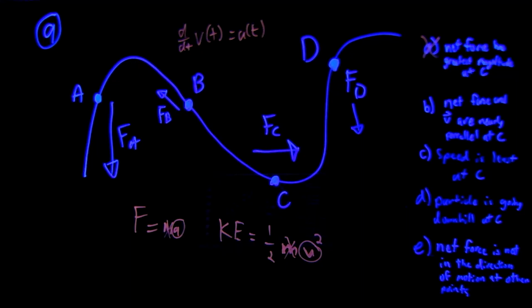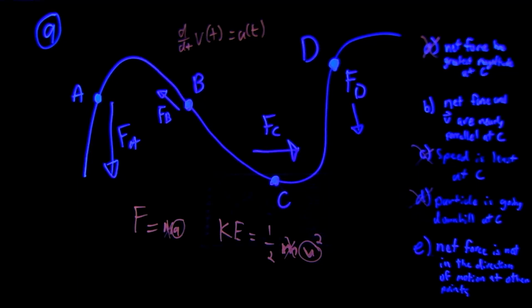We see in letter C, the speed is at least at C. We don't necessarily know this. Well, this is also not true, because the velocity at A is larger, so no. The particle is going downhill at C. We're not given the terrain, so we don't know if this is a hill or not. So this is also a bad answer for us to pick.